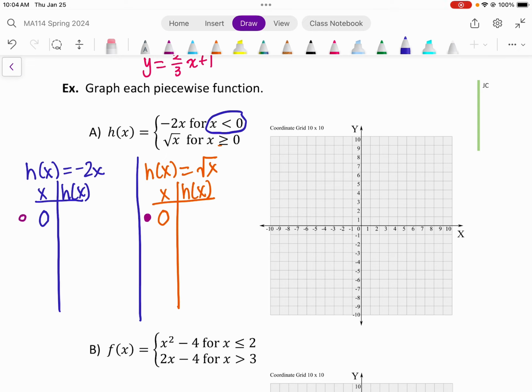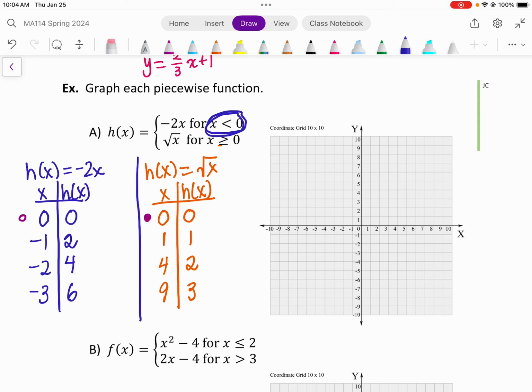Now, for the first one, it says x is less than 0, so I'm going to go less than 0 just a few times. Plug those in. And then for the orange one, I'm going to be taking the square root, so I'm going to pick some perfect squares here. The square root of 0, 1, 4, and 9. And then I'm going to graph.